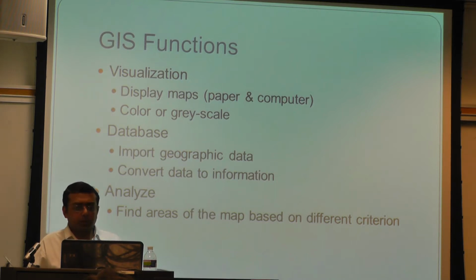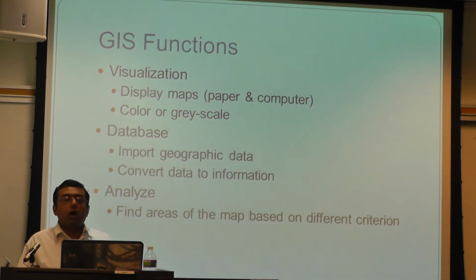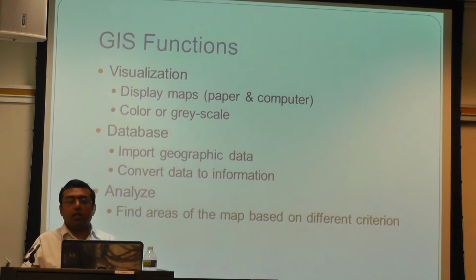And lastly, it lets you do, I think, fairly good spatial analysis, maybe not spatial statistics, but at least decent spatial analysis, which lets you find areas of the map based on a certain criterion. So for instance, if you wanted to know which cities in the US are within 100 miles of the Atlantic coast, GIS can tell you.